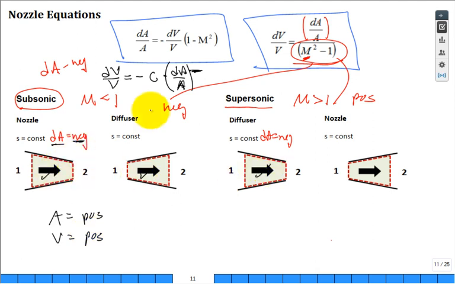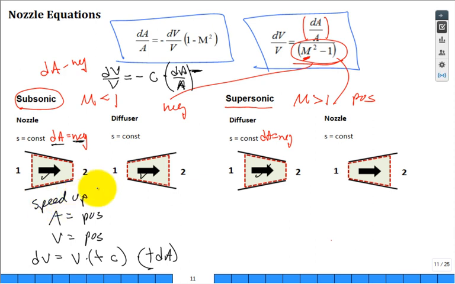So here what you do is you take a look and say, what is dV? How is the velocity changing? It's going to be a positive V times a negative constant times a negative dA. The negatives make it all positive, so this is going to speed up, meaning dV is positive. If you do the same equation for the diffuser where the area is expanding, it'll slow down. dV is negative.